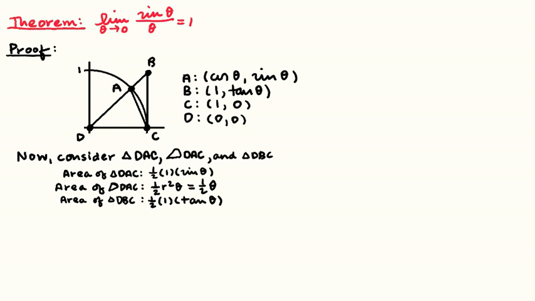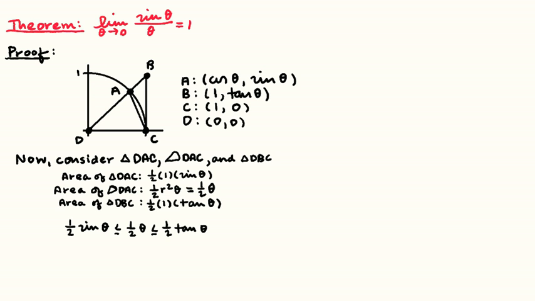And then the area of triangle DBC is 1/2 times the base, which is 1, times the height, which is the y-coordinate of B, tangent theta. So it's 1/2 tangent theta. And now I'm going to write these in order from least to greatest. I was saying that the area of the interior triangle is less than the area of the piece of pizza, which is less than the area of the big triangle.